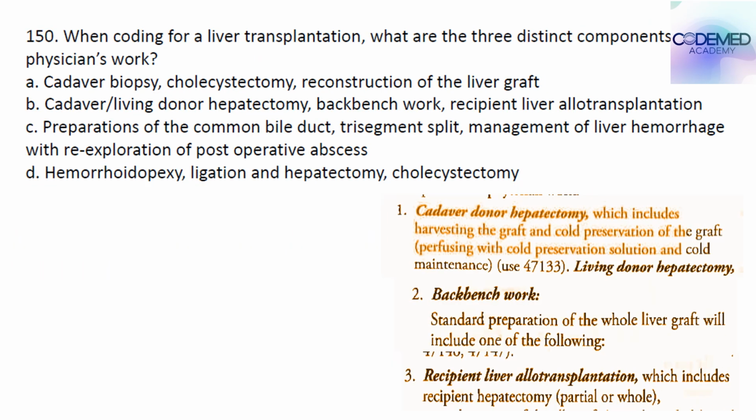The next question: when coding for a liver transplantation, what are the 3 distinct components of physician work? We have the options, and in your book these 3 steps are also written under the liver transplant. So from that, option B is the correct answer: cadaver or living donor hepatectomy, that is removal of the liver, backbench work, and recipient liver allotransplantation. These 3 things are the right steps, and that's why answer B is correct.